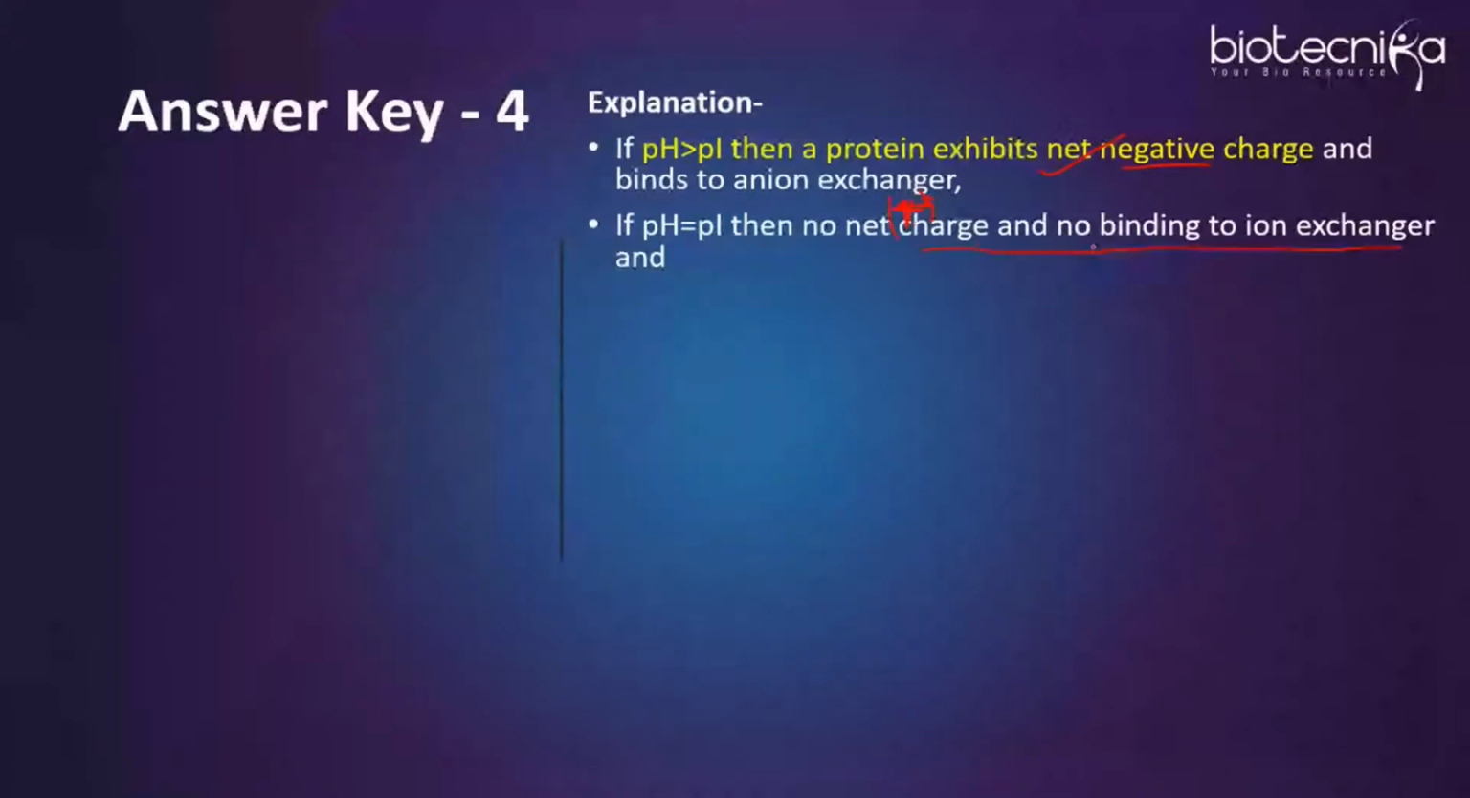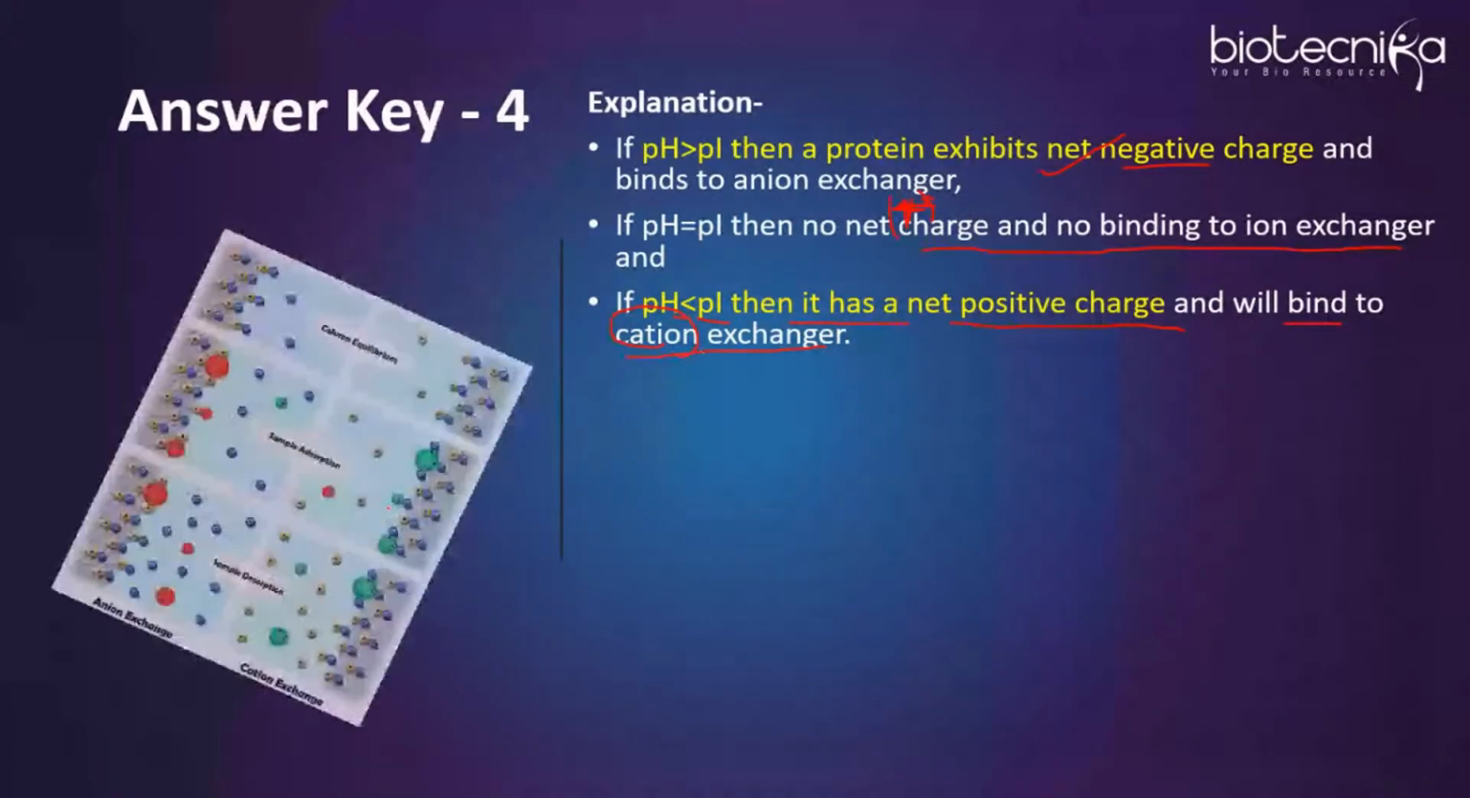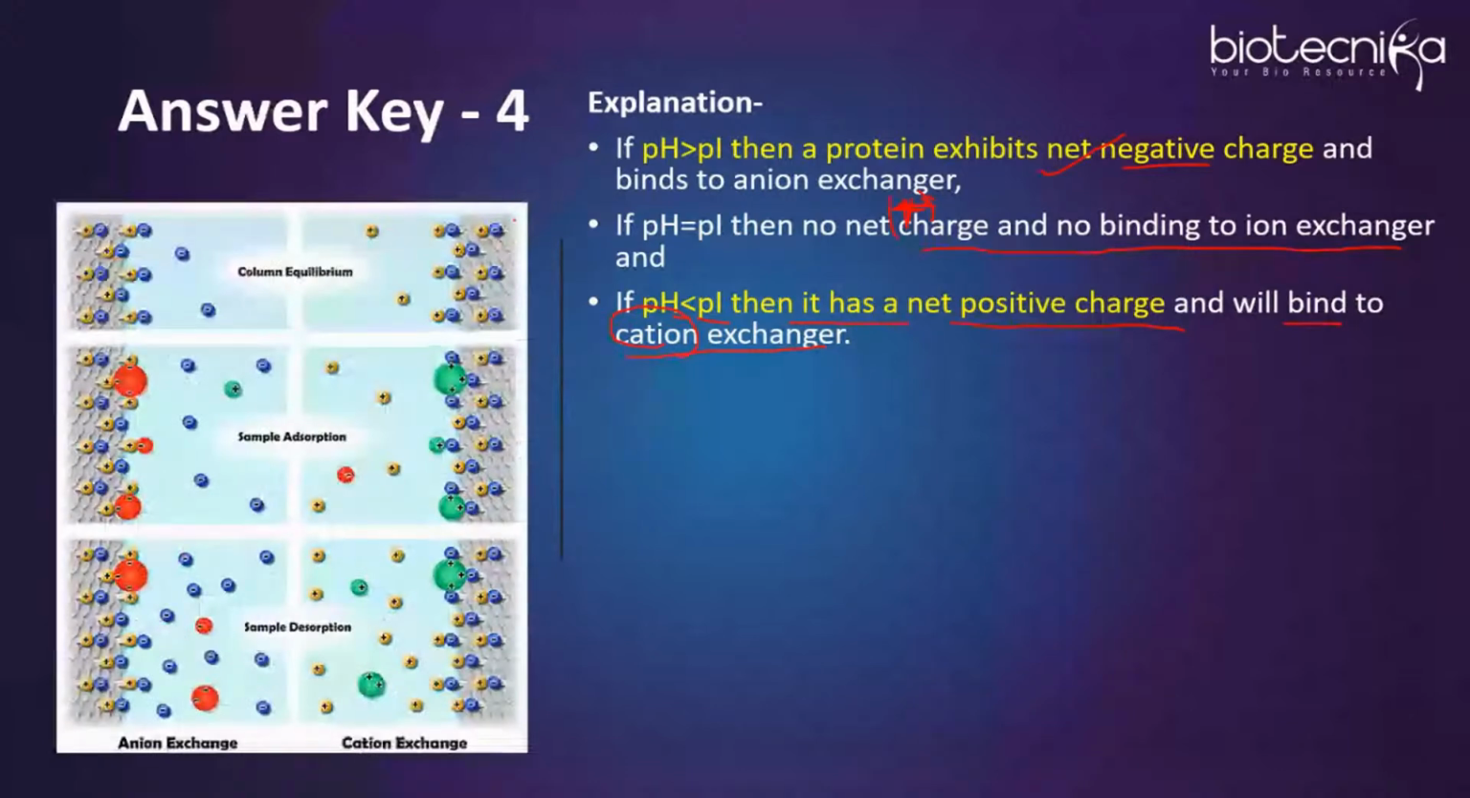And if pH is less than pI, then it has a net positive charge and it will bind to the cation exchanger, right? Positive charge means it is the one which will exchange the positive charges. So something like this. You can see the column over here is negative charge. Cation exchange means the column will be negative charge, and anion exchanger means the column will be positive charge. So what will bind to the positive charge? Negative charges will bind.